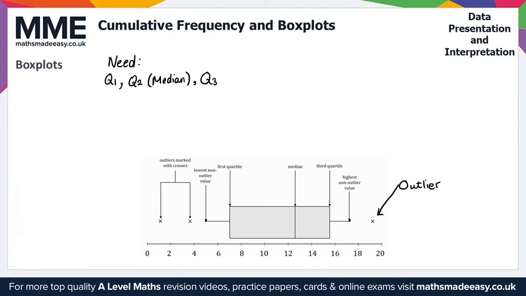So that's just a typical example of what we might see for a box plot. But remember, the most important parts here, we need Q1, Q2, Q3. We need to see the lowest non-outlier value and the highest non-outlier value, and we also want to mark any outliers with crosses. And that gives us everything we need for box plots, and that concludes this Maths Made Easy video on cumulative frequency and box plots.